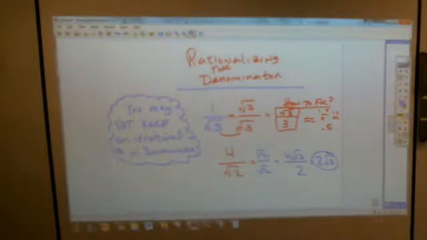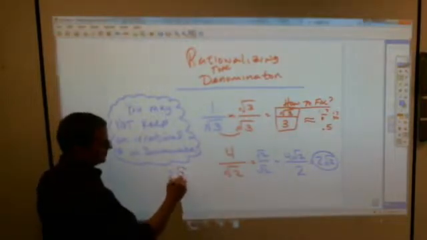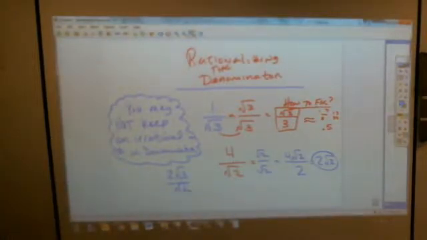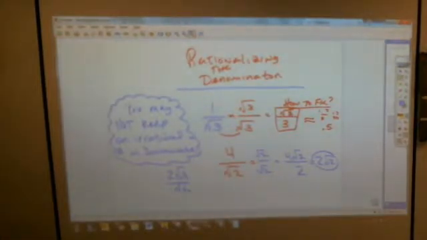What else? There's got to be more. Oh yeah, how about this one? The toughest one of all. How about 2 times the square root of 3 over the square root of 2? I'll give you a chance to rationalize that denominator. Do we have an answer? Is it a fun answer?